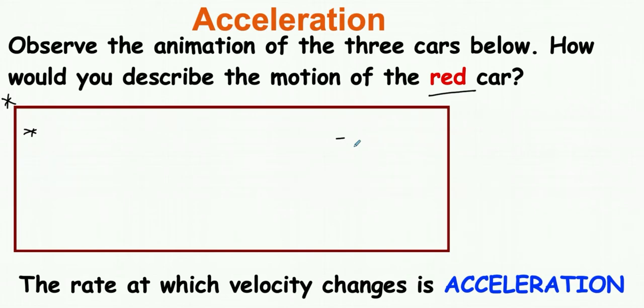So maybe when we take this snapshot, the red car is going the fastest, but then it's slowing down. So that car's acceleration is decreasing. The motion is getting slower, so our acceleration is decreasing, so we call that a deceleration.